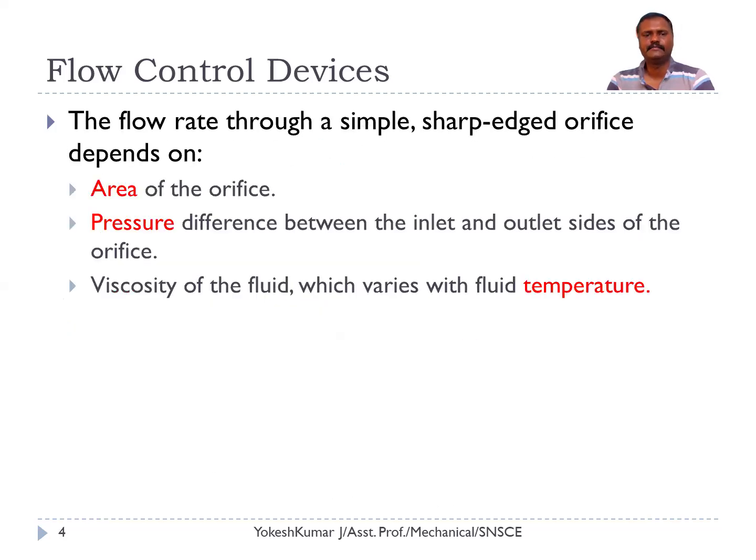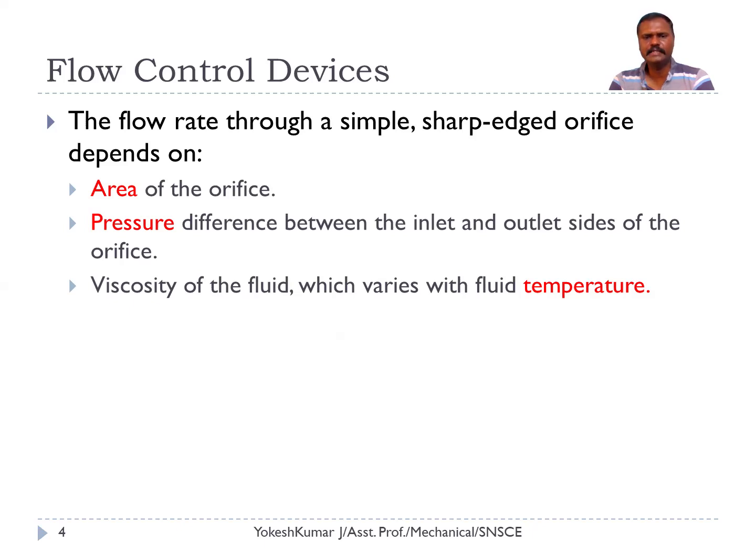So let us imagine we have a flow through a simple sharp-edged orifice. Here I have given an example. We have a plate with a hole in the plate, which we can say is the orifice. So we have two different regions, that is the left side of the plate and the right side of the plate. Imagine the fluid is transferred from the left side to the right side.